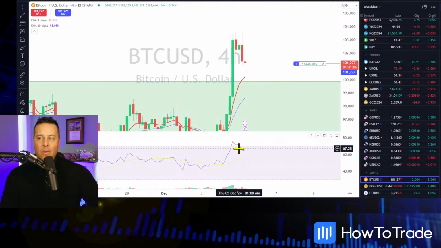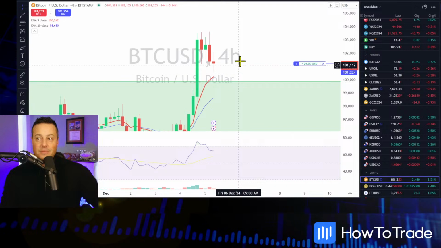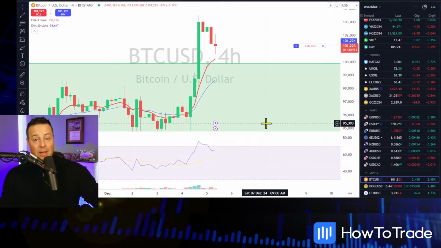Okay, our 4-hour right there. You're in overbought territory, so on the 4-hour you'd be looking for a sell if, in fact, that 9 crosses the 20. I don't think it's going to cross the 20 anytime soon, but if it did, that would be the play. Let's go to a daily.